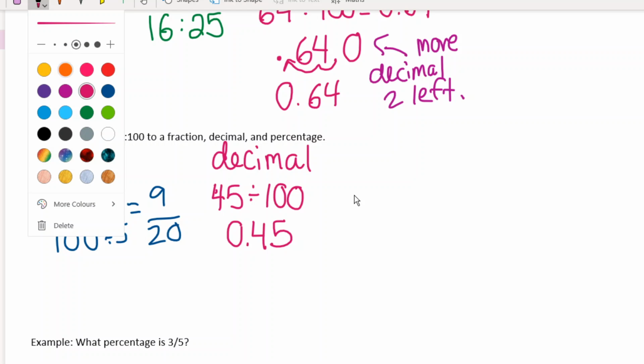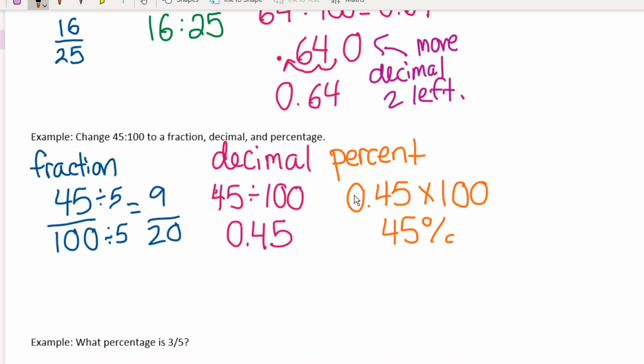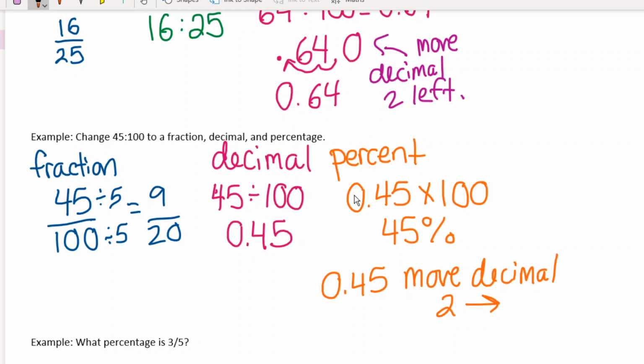And then for percentage, I'm going to choose orange. We want to do the opposite. We take 0.45 and we times it by 100 to get 45%. Or we take 0.45 and we move the decimal 2 spots, this time to the right. 1, 2, and we get 45%. All right? Not so bad, not so bad.